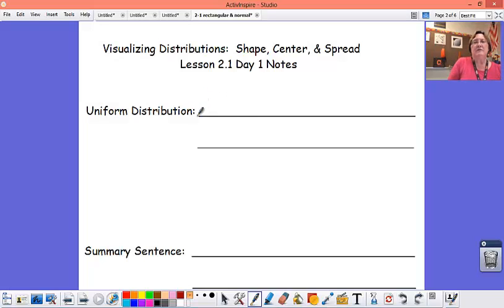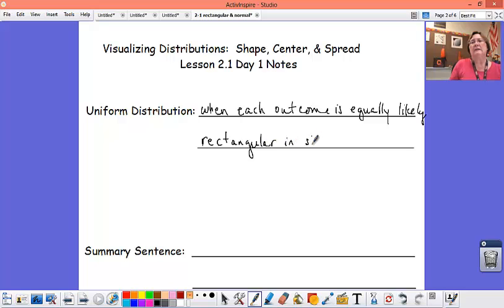A uniform distribution occurs when each outcome is equally likely. Equally likely is a good probability term. It just means one is not any more likely to come up than another. When each outcome is equally likely, that's when you get the uniform distribution. They are usually or approximately rectangular in shape. And that happens again because probability says they're each as likely to come up as another.